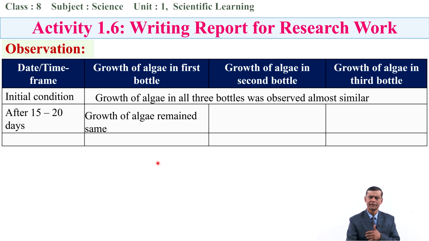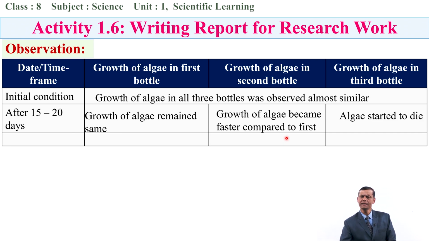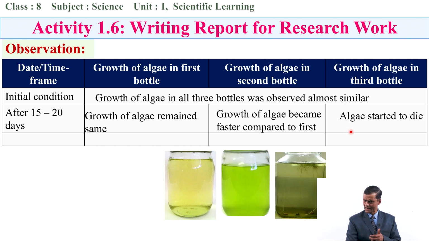Let's check it. Yes, the growth of algae in the first jar remained the same. No specific change was observed there, isn't it, in the first jar. And what happened in the second jar? Definitely, growth of algae became faster compared to the first jar. What happened in the third jar then? Yes, in the third jar, algae started to die. Instead of growing more, algae could not grow, isn't it? Algae started to die like this. Look at it.